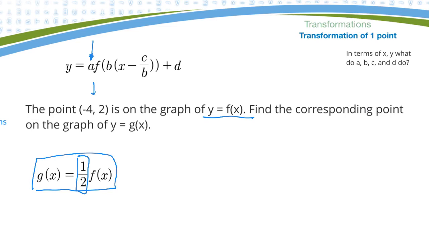So here, my point is negative 4, 2. That's what it starts at. And so it's going to be transformed, but the only thing that's going to be transformed is the y value. So the x value is going to stay the same. And now all I have to do is take half of the 2. So multiply a half by 2, I come up with 1. This would be the corresponding point on the transformed graph.